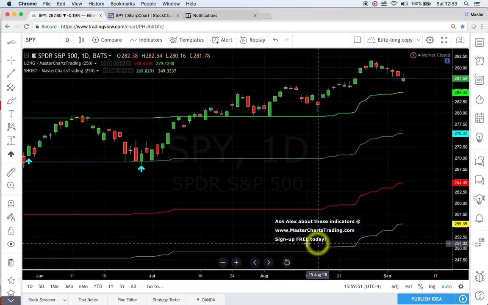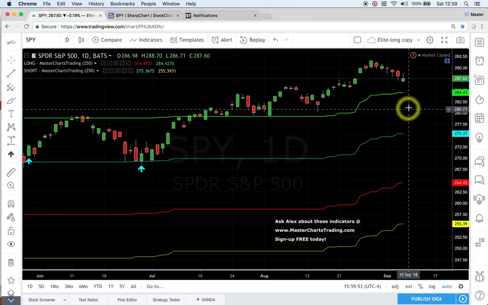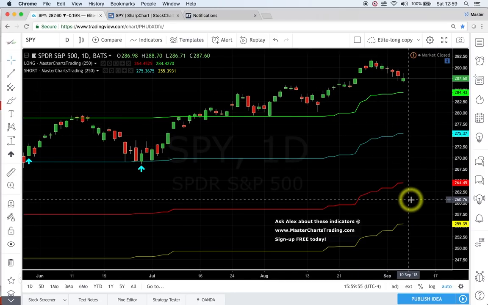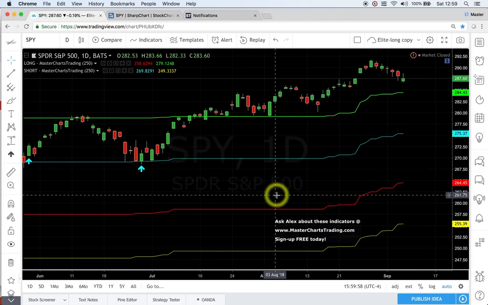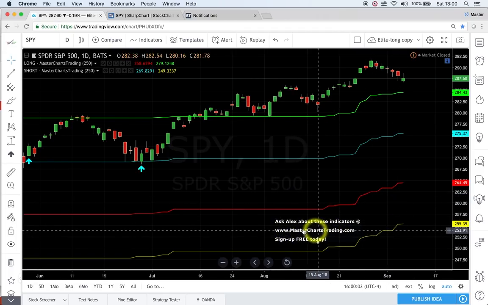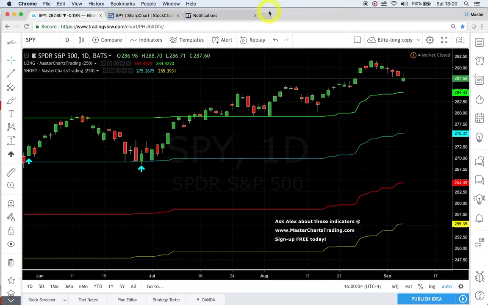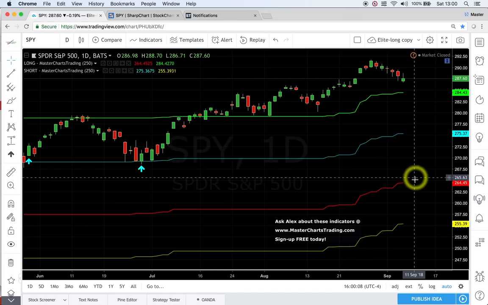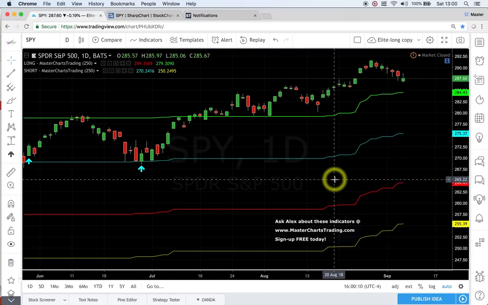So throughout the presentation I'll be using the chart setup that I have here on TradingView, and this chart setup uses my indicators. You can find out more about them at MasterChartsTrading.com. So these four lines on this chart represent several things to me. One, it is a trend setter.